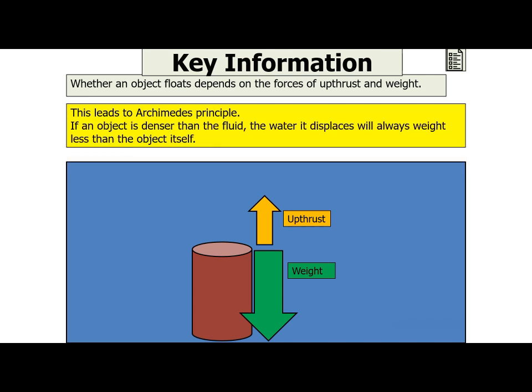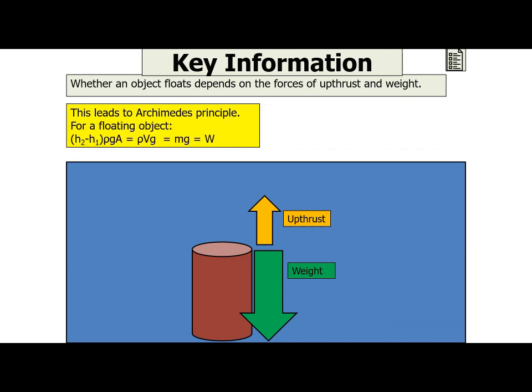But if the object is denser than the fluid, the water it displaces will always weigh less than the object itself, causing it to sink. So for a floating object, we can write this mathematically, as we would say (h2 minus h1) rho g A equals rho V g, because you can see that the change in height times the area is the volume. That will equal the weight of the object, which is mg.